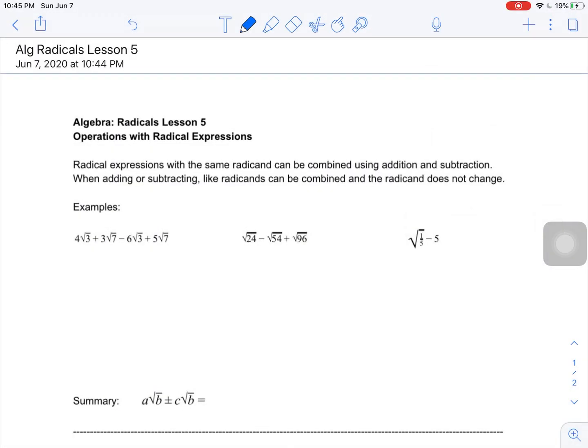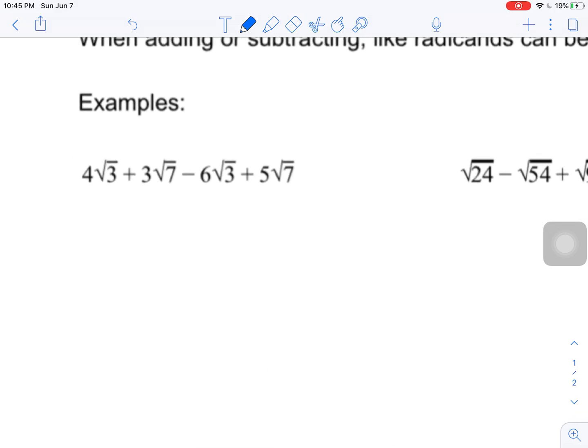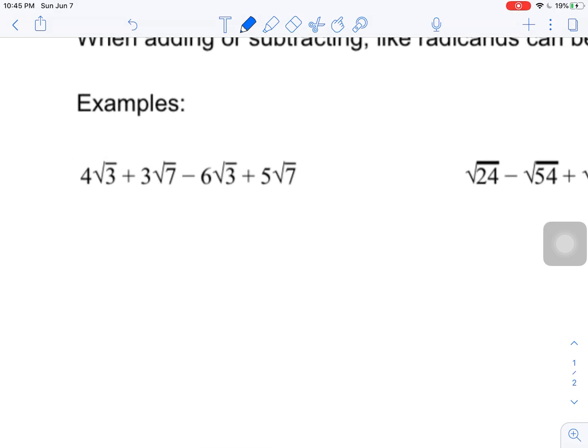Today we're going to talk a little bit about adding and subtracting with radical expressions. Adding and subtracting with radical expressions is a lot like adding and subtracting monomials or variable expressions. So I actually want to jump right in with our first example to show you what I mean by that.